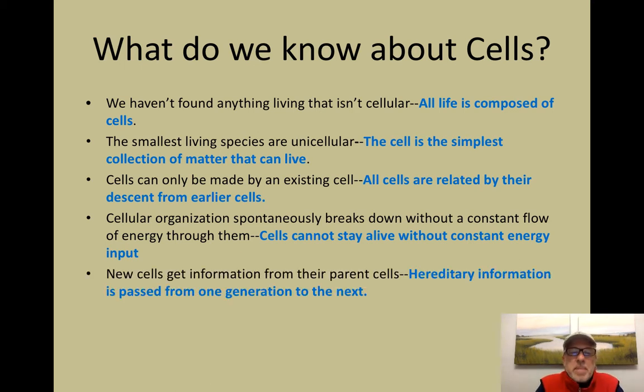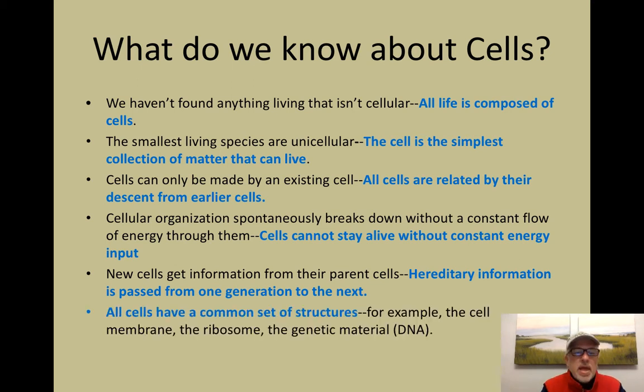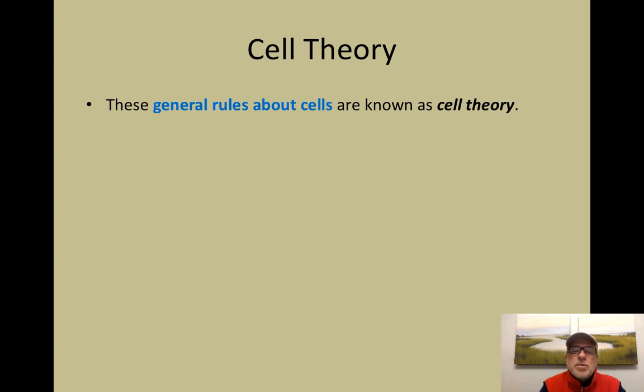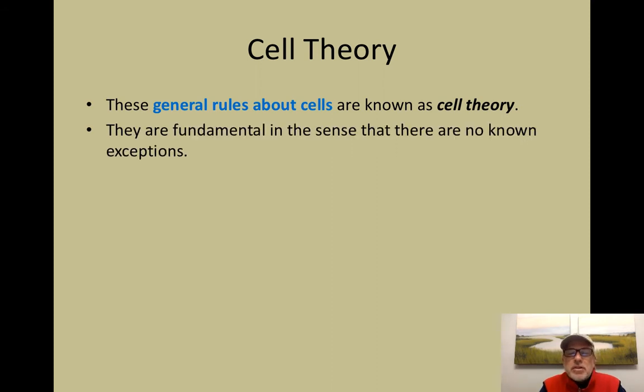New cells get information from their parent cells. In other words, hereditary information is passed from one generation to the next. And that turns out to be very important, as you saw in the evolution unit. And all cells have a common set of structures. Some of these that you will get to know in this unit are the cellular membrane, also known as the plasma membrane, the ribosome, and the genetic material, which is composed of DNA. All these statements that are highlighted in blue are known as cell theory. They are fundamental in the sense that we know no exceptions to these rules.